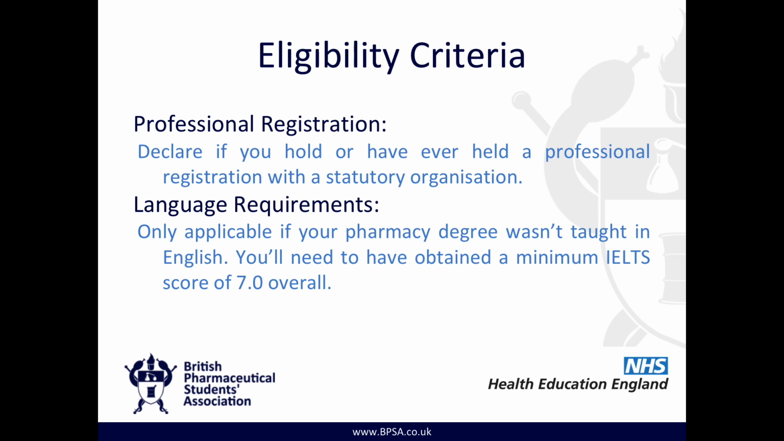Third year students and other Oriole applicants will be expected to declare if they hold or have ever held a professional registration with a statutory organisation, for example the GPhC or the GMC. For language requirements, these are only applicable if your degree wasn't taught in English, and if this is the case, you will be asked to declare your International English Language Testing System score, or IELTS score. All applicants must have obtained a minimum score of 7 overall and also 7 in reading, listening, speaking and writing.